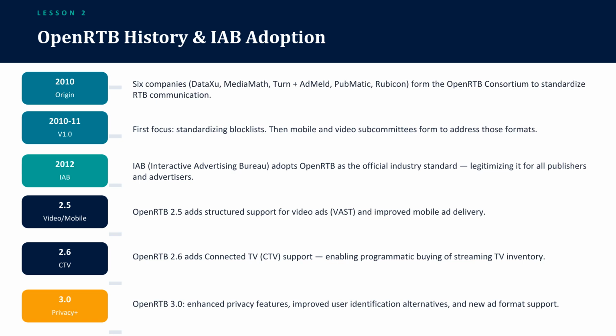Version 2.5 added structured support for video and improved mobile ad delivery. Version 2.6 added connected TV support, enabling programmatic buying of streaming TV inventory. OpenRTB 3.0 is a major architectural update focused on enhanced privacy, improved user identification alternatives for a cookieless world, and support for new ad formats. Every major DSP, SSP, and exchange implements it. Today, it's maintained by IAB Tech Lab.